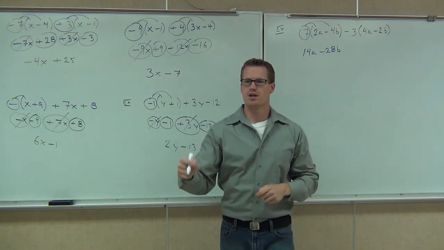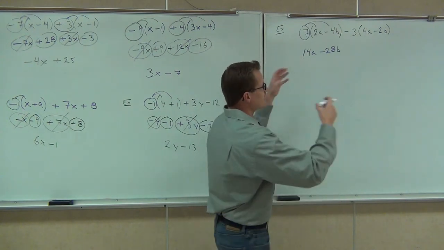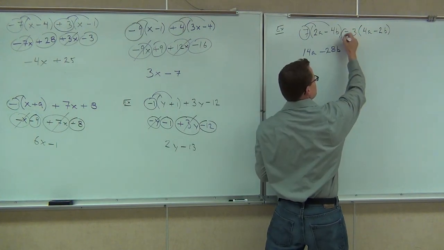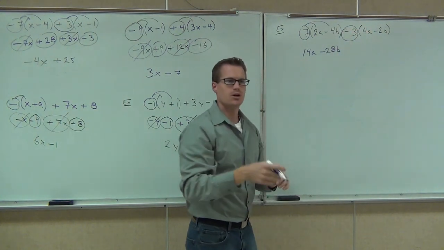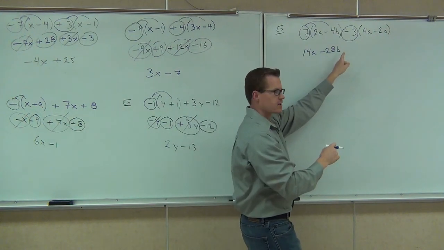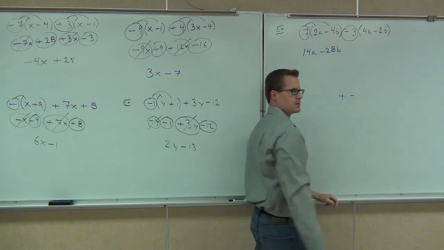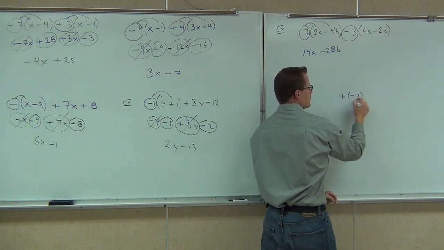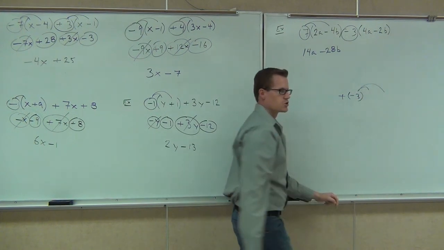Why I have you circle the number with the sign is because any time you have a minus 3 like this one, that minus can actually be treated like a negative. Hopefully you remember this. Any time we have a minus, we could write this as plus negative, right? Do you remember that? We could write this as plus negative 3, which means it's actually negative 3, which you're distributing.